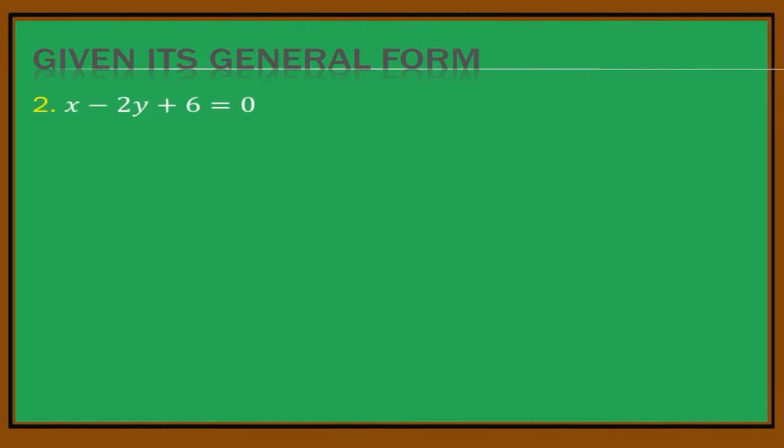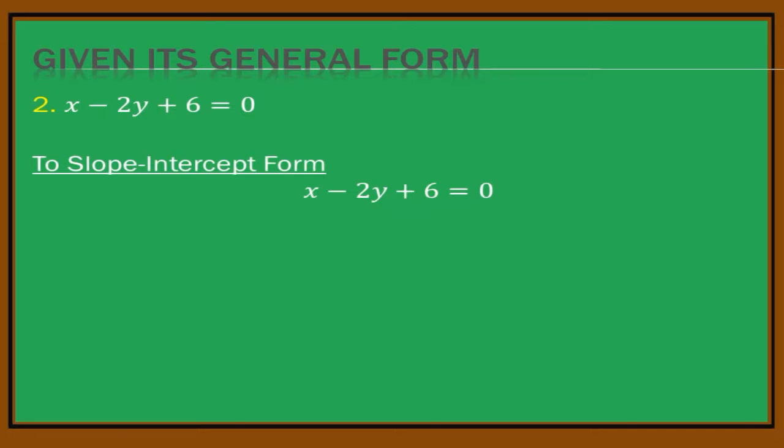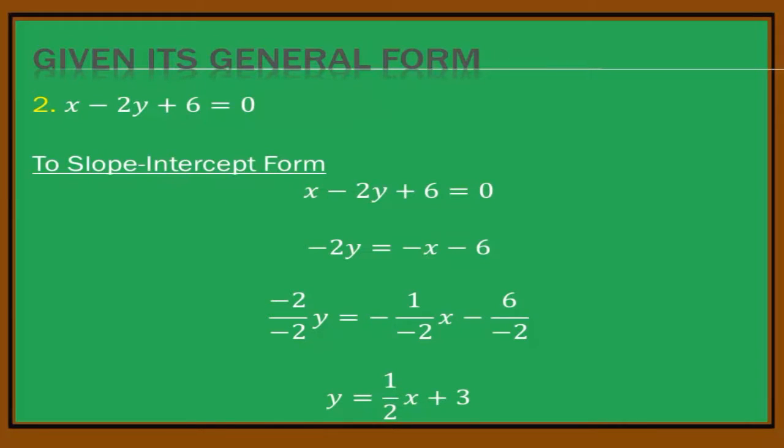Rewriting x minus 2y plus 6 equals 0 in its slope-intercept form, again we will use addition property of equality. We will add negative x and negative 6 on both sides of the equation. We will obtain negative 2y equals negative x minus 6. And since y has a numerical coefficient negative 2, we will multiply both sides of the equation by negative 1/2. Doing so, we will obtain y is equal to 1/2 x plus 3, and that is the slope-intercept form of the given equation of the line.